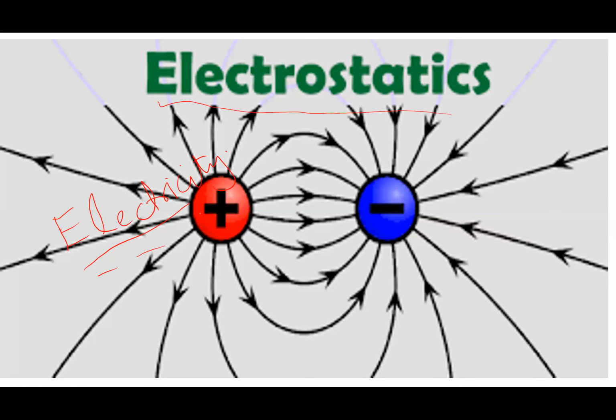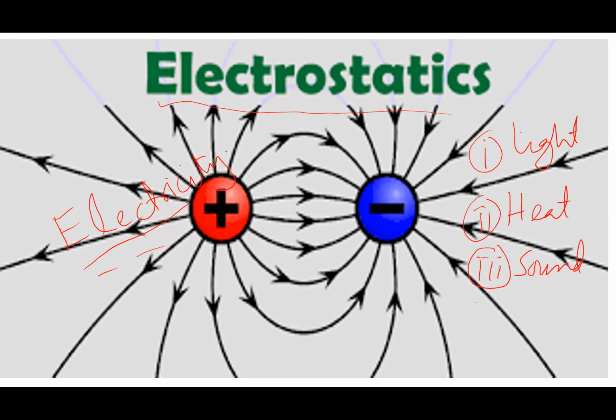Anything which produces four effects: first, light, heat, sound, and fourth, motion, is called electricity. Anything which produces light, heat, sound, and motion is called electricity.